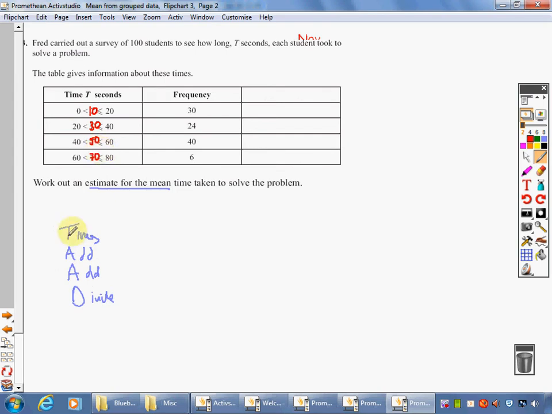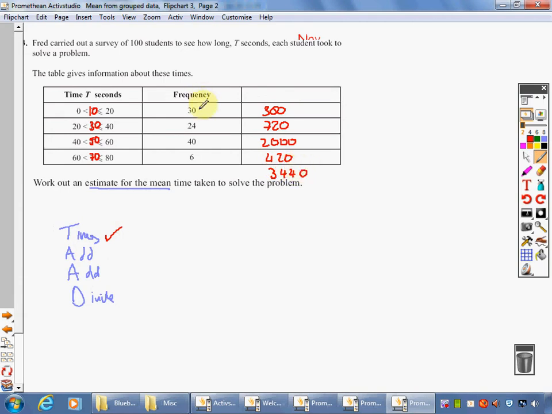Next job, times. 10 times 30, 300. 30 times 24. Now fortunately this was a non-calculator paper, so I can type that into my calculator. 720. The next one, 50 times 40. That should have been 20, so it would be 2000. And then finally 70 times 6, 420. So that's my times done. I've now got to do my adding, so I'm going to add all those numbers up. And that comes out to be 3440.